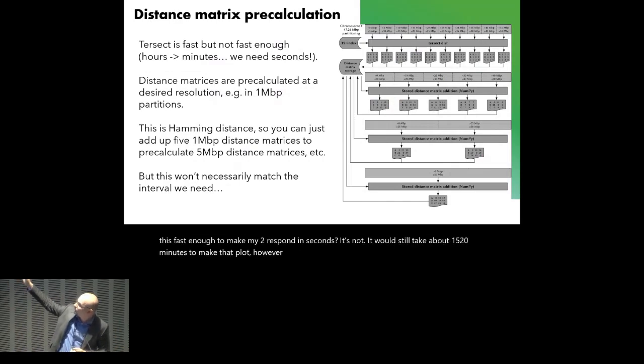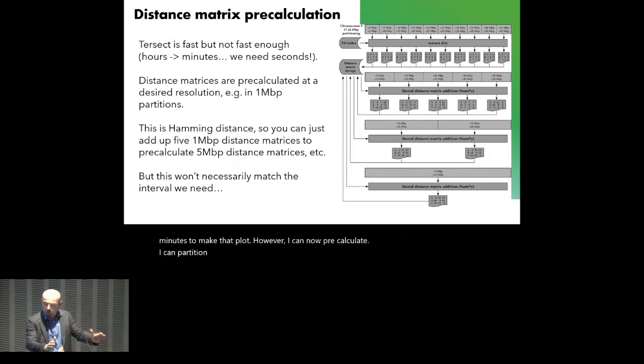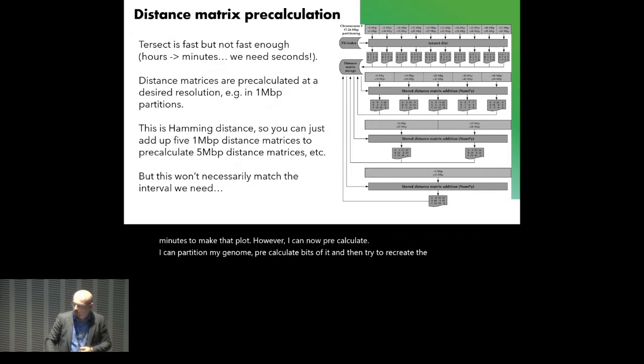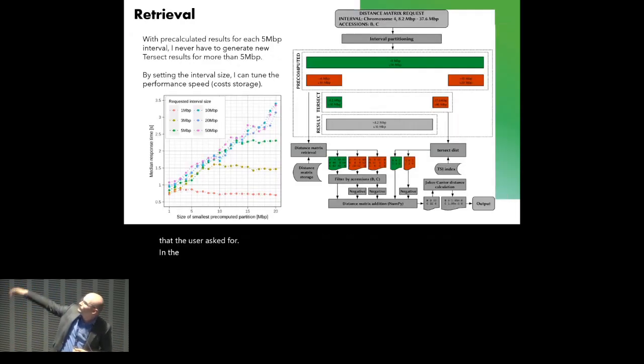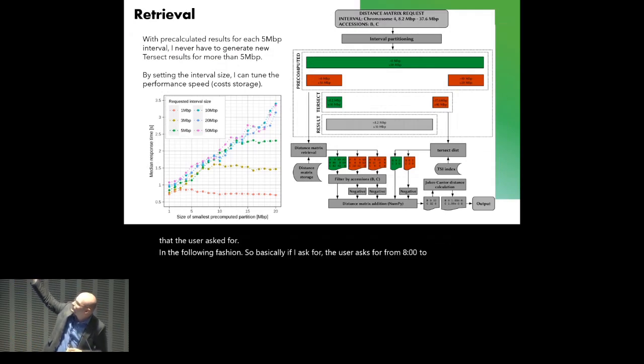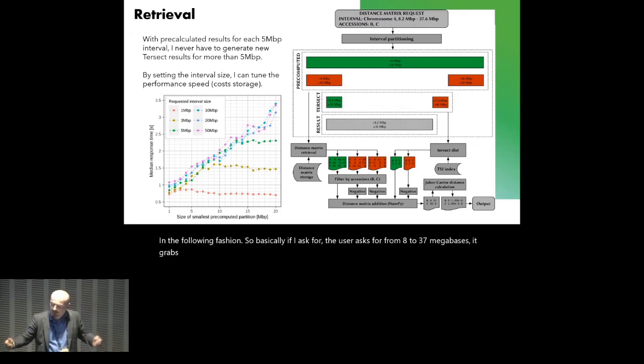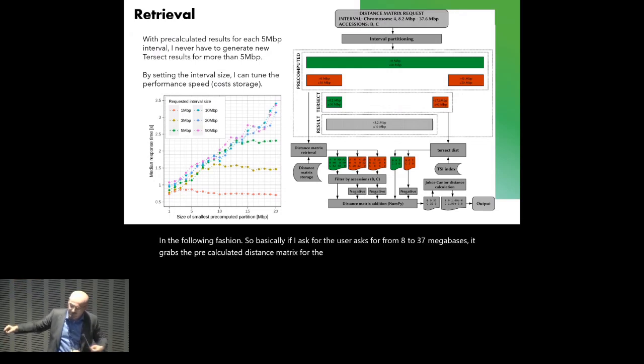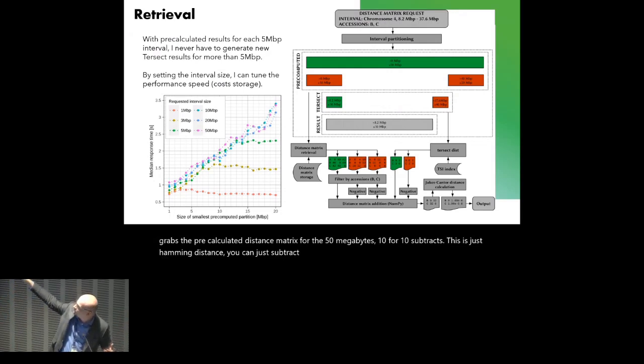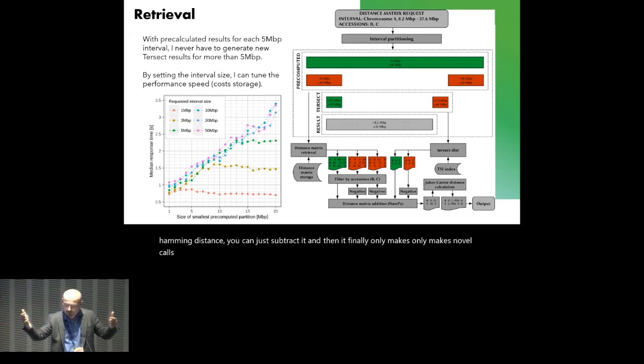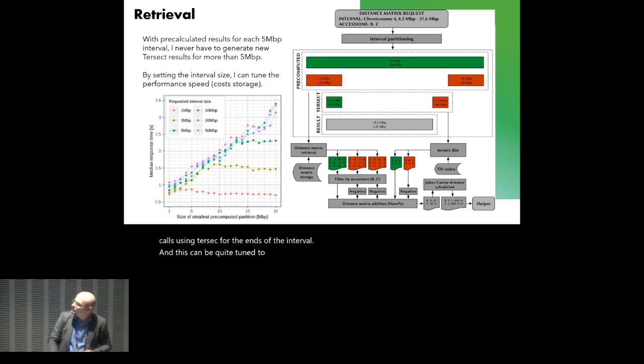However, I can now partition my genome, pre-calculate bits of it, and then try to recreate the actual interval that the user asked for in the following fashion. So basically, if the user asks for from 8 to 37 megabases, it grabs the pre-calculated distance matrix for the 50 megabases, then for 10, and subtracts it. This is just Hamming distance. You can just subtract it. And then it finally only makes novel calls using Tersect for the ends of the interval. And this can be quite tuned to run within those few seconds I wanted.